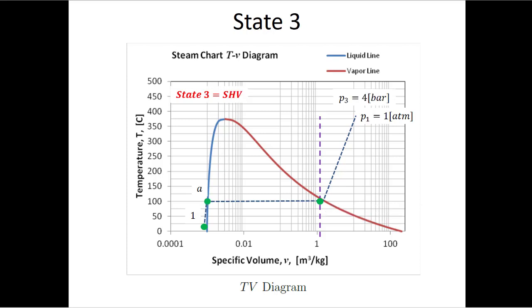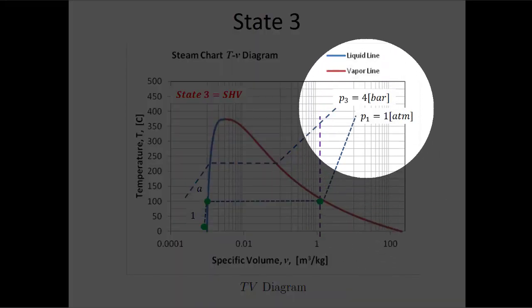So I know my second state is 2-phase. So now I want to look at my third state. What I'm going to do here is draw another constant pressure line. Now my constant pressure line here is 4 bar.